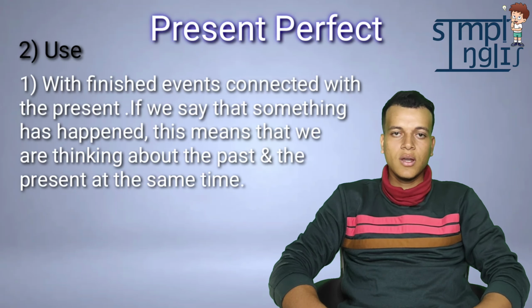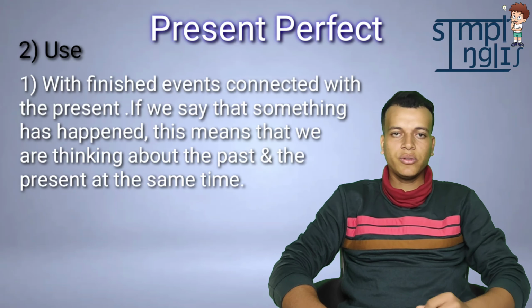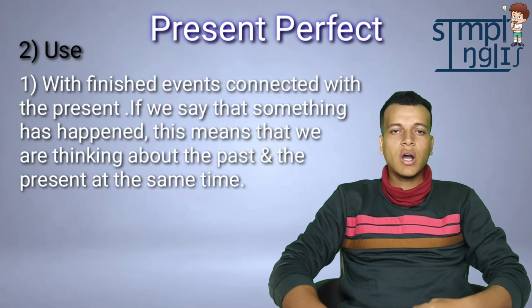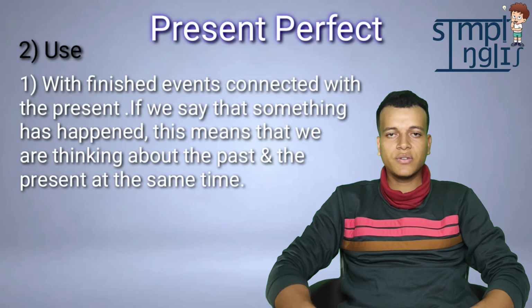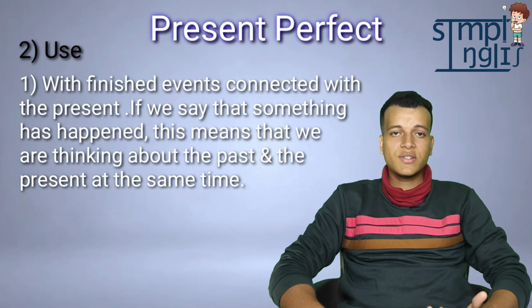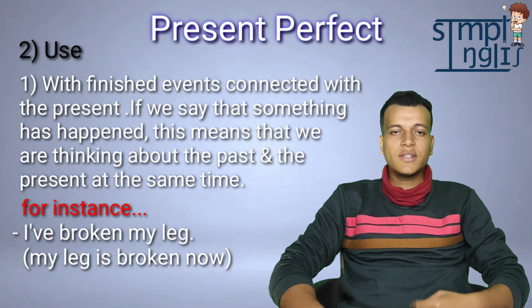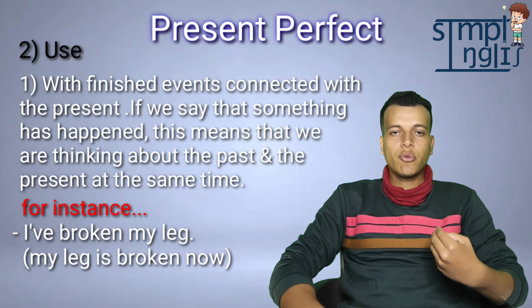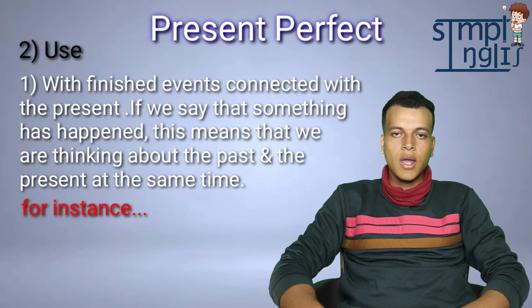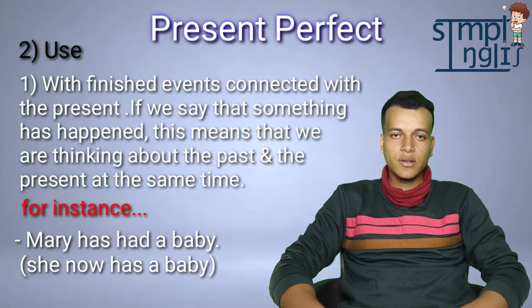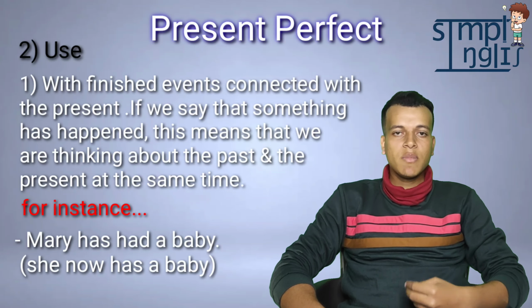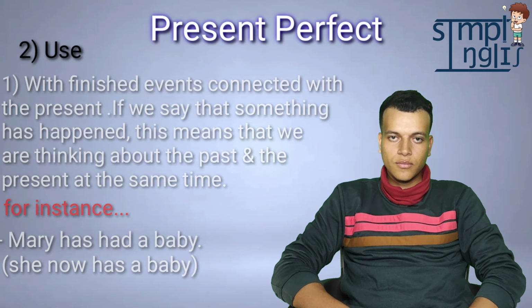With regard to the use, the present perfect is used with finished events connected with the present. If we say that something has happened, this means that we are thinking about the past and the present at the same time. For instance, I've broken my leg. This means that my leg is broken now. Mary has had a baby. This means that Mary now has a baby.